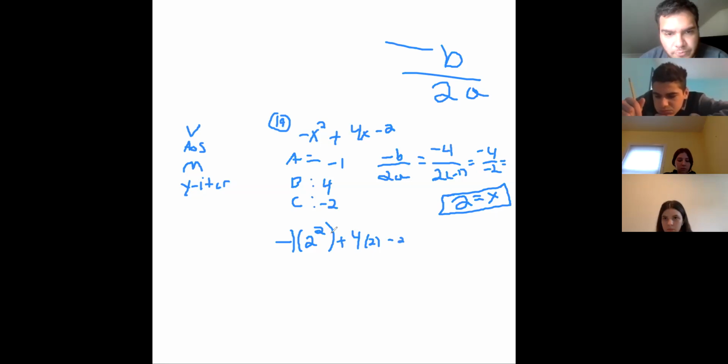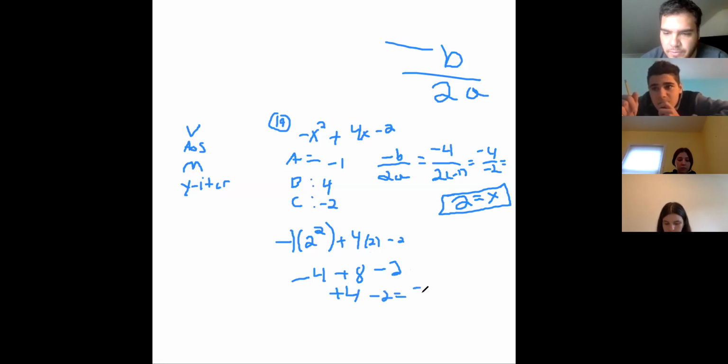So 2 squared is 4, then times negative 1 is going to be negative 4. 4 times 2 is going to be 8. And then minus 2. So negative 4 plus 8 is positive 4, I'm sorry. And then minus 2 will give you 2. So 2 is y. They happen to be the same number. They're not always the same number. So our vertex is an actual coordinate point. So it's 2, 2. It's not just 2.